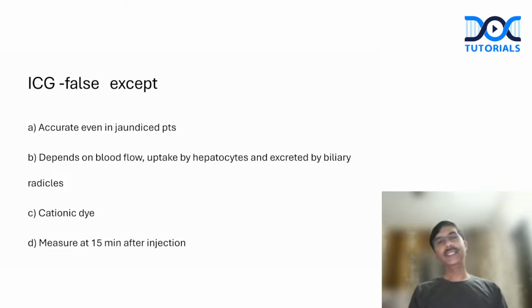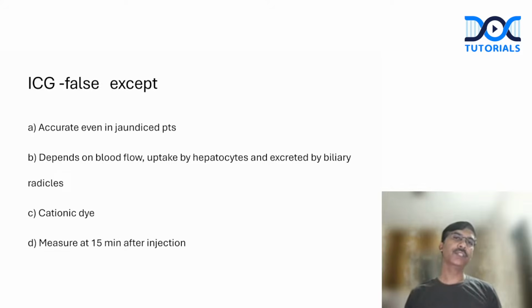So regarding ICG, all among the following are false except: it's accurate even in jaundiced patients. In other words, ICG as a means of evaluating liver function, which among the following is true. Okay, so they are accurate in jaundiced patients too. It depends upon the blood flow, uptake by hepatocytes, and excretion by the biliary radicals. It's a cationic dye and it's measured at 15 minutes after injection. So it's an anionic dye.